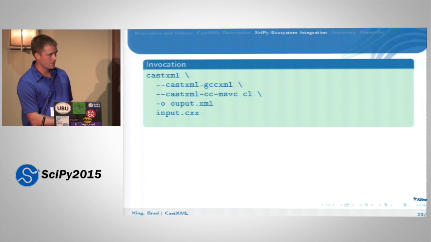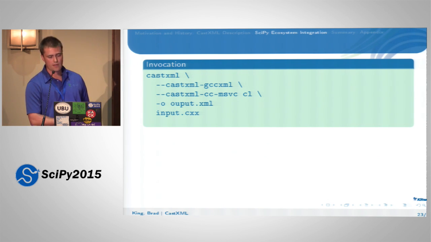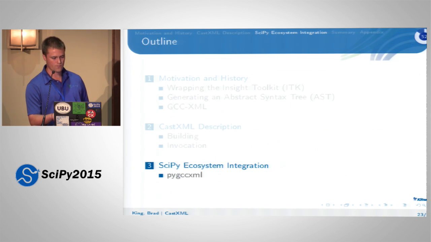It's a command line executable, and right now it just outputs a GCC XML compatible output XML file. And you can also specify the compiler you're trying to simulate, and then you put in the translation unit. You can also add flags that you use when you compile the source code. And that's very simple. That's what it is.